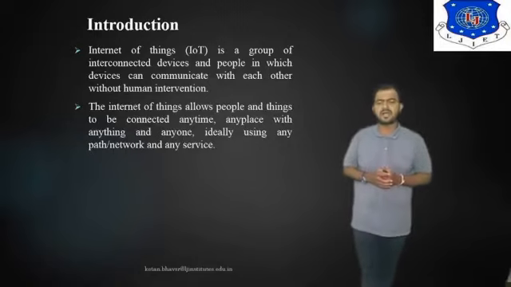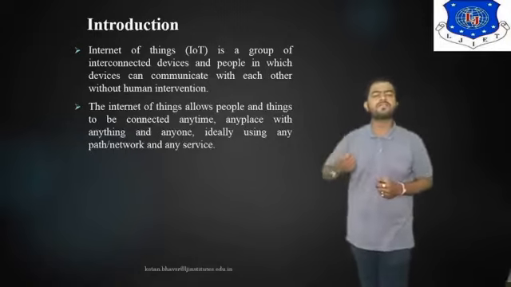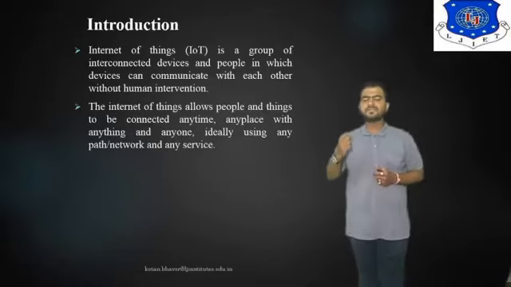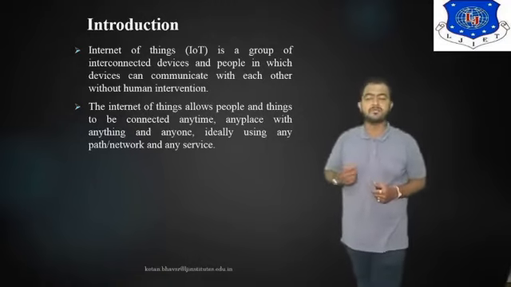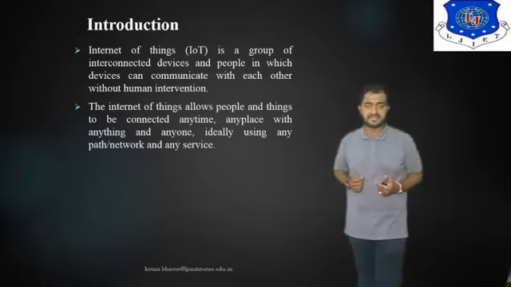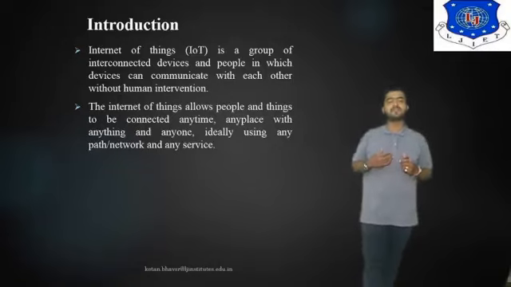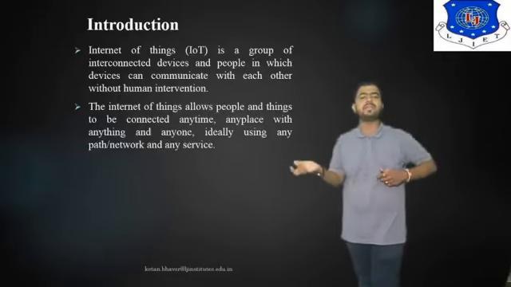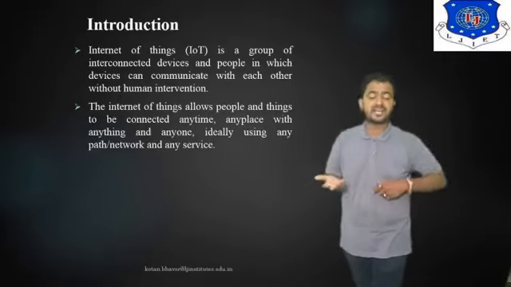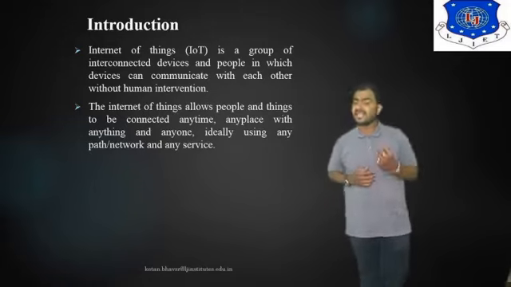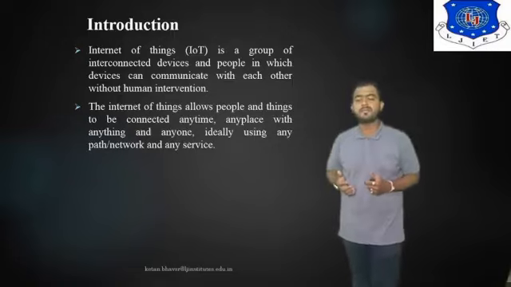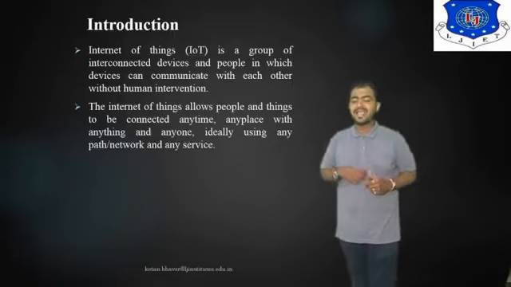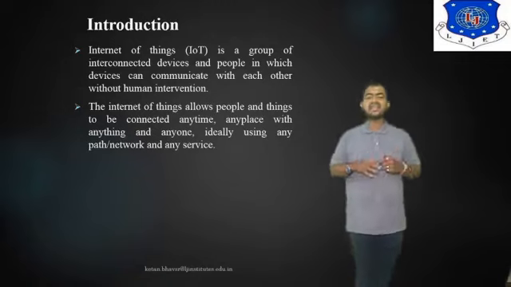In the introduction part, we discuss the Internet of Things. The Internet of Things is a group of interconnected devices and people in which the devices can communicate with each other without human interfaces. So basically, in IoT there is no human interfacing. It can communicate without humans: transmit the data, receive the data, apply the acknowledgement and a number of other things. The Internet of Things allows people and things to be connected anytime, any place, with anything and anyone.